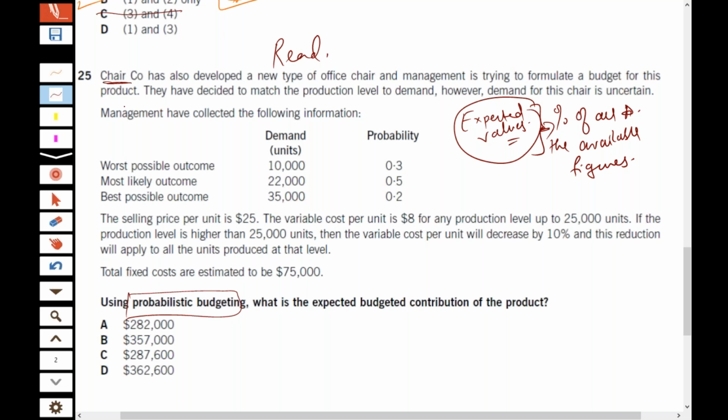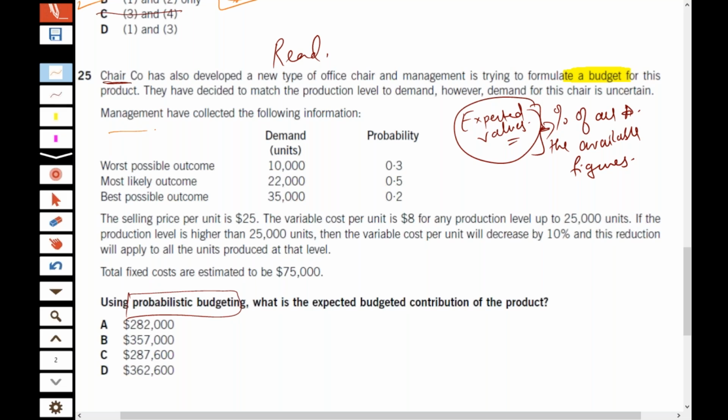Okay, now I am reading. A chair company has developed a new type of office chair, and management is trying to formulate a budget for this product. They have decided to match the production level to demand. However, the demand is uncertain.